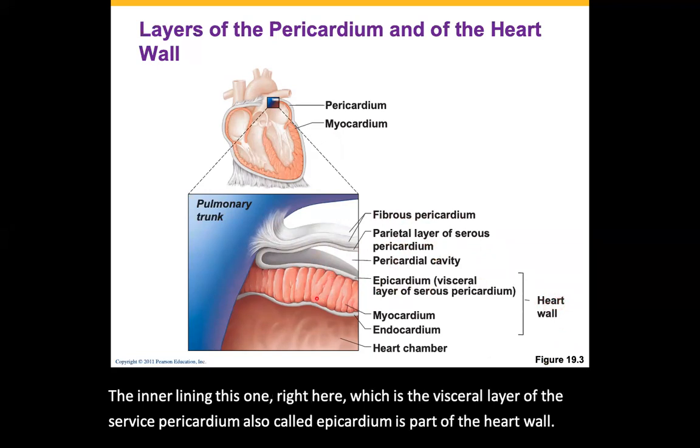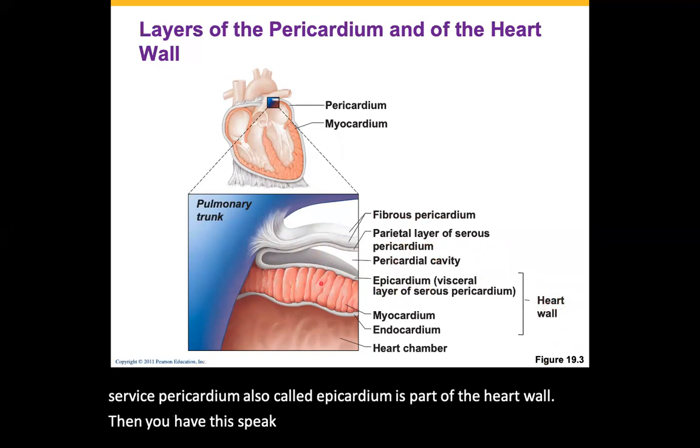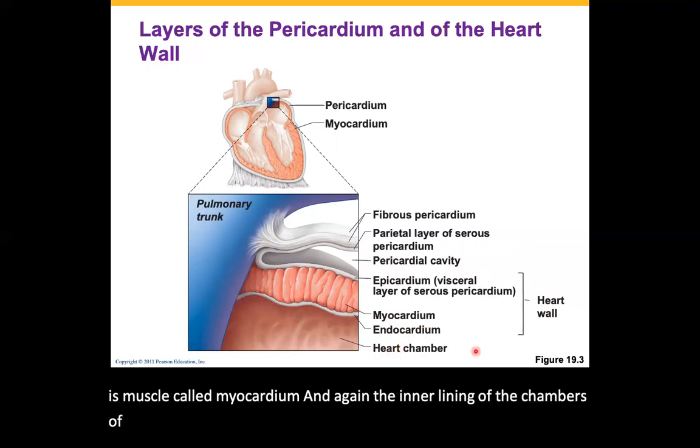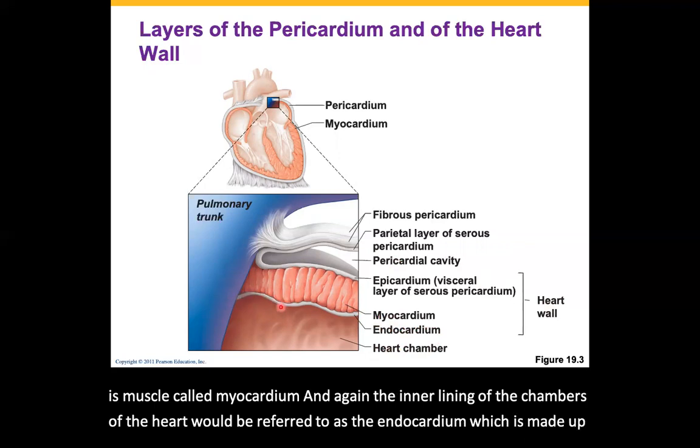Then you have this thick layer. Notice how it looks like muscle, because it is muscle, called myocardium. And again, the inner lining of the chambers of the heart is referred to as the endocardium, which is made up of simple squamous epithelium.